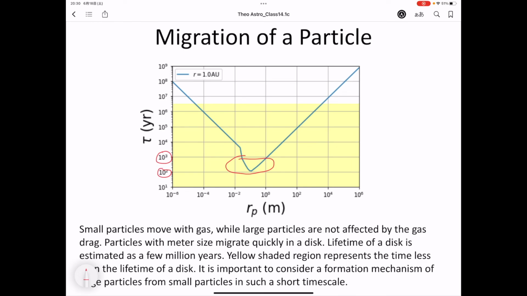So we need to leap from small particles to large particles. We need some mechanism to form a large particle quickly from really small particles. Otherwise, solid particles in a disk quickly migrate to a central star. This is one of the serious problems we have to solve in the theory of planet formation. Okay, so this is the end of chapter 5.